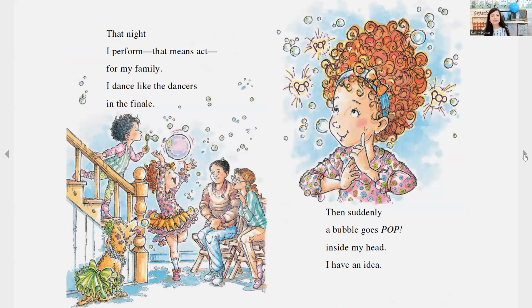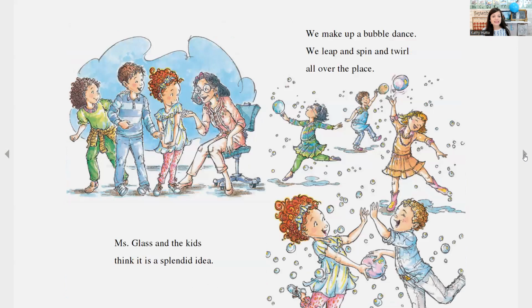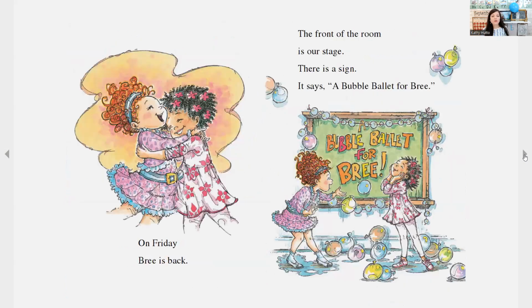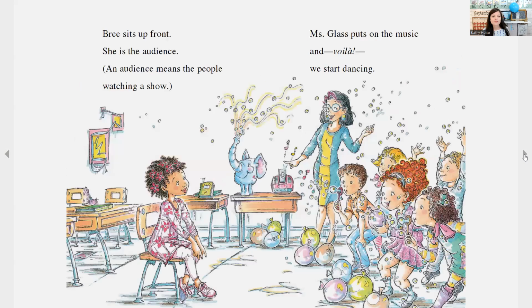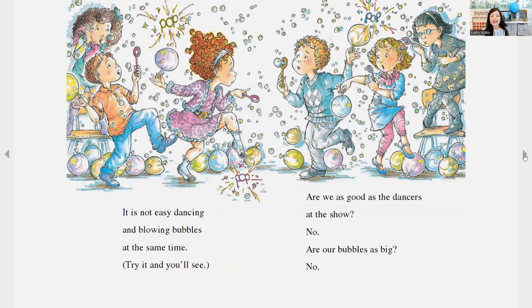I dance like the dancers in the finale. Then suddenly, a bubble goes pop inside my head. I have an idea. Mrs. Glass and the kids think it's a splendid idea. We make up a bubble dance. We leap and spin and twirl all over the place. On Friday, Bree is back. The front of the room is our stage. There is a sign. It says, a bubble ballet for Bree. Bree sits up front. She is the audience. An audience means the people watching a show. Mrs. Glass puts on the music and voila, we start dancing.